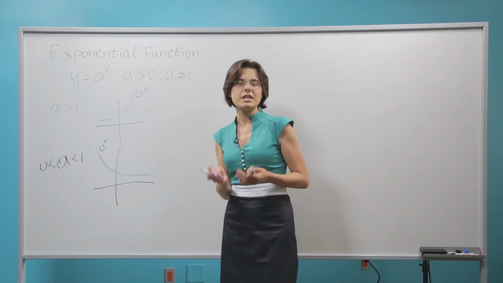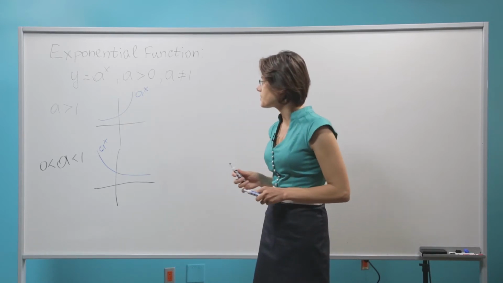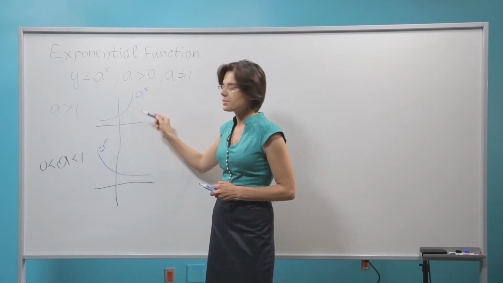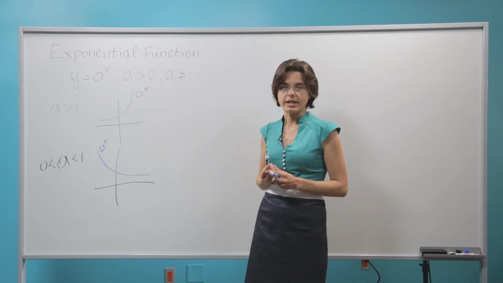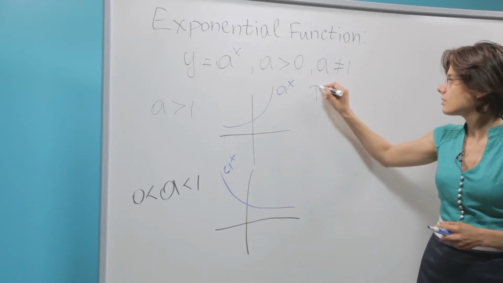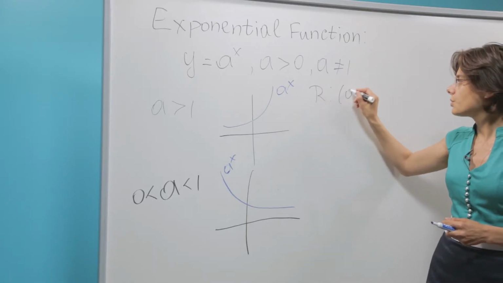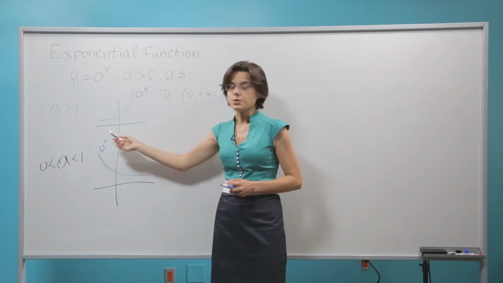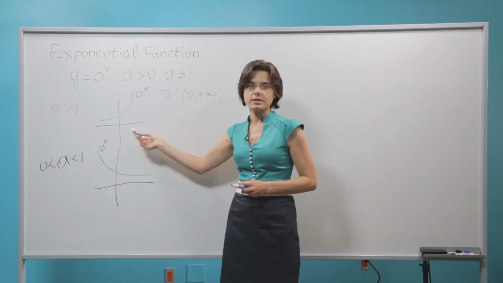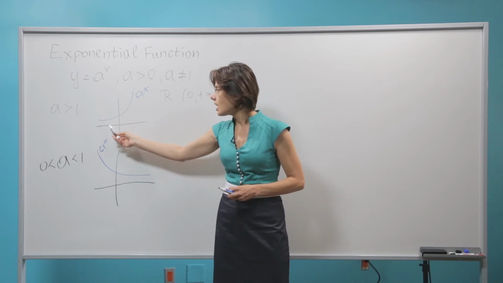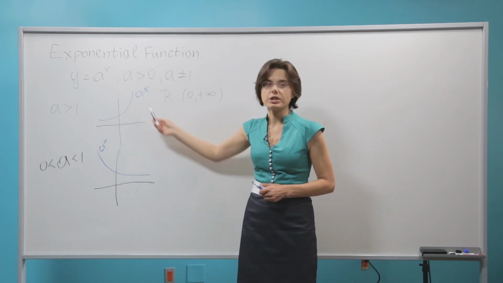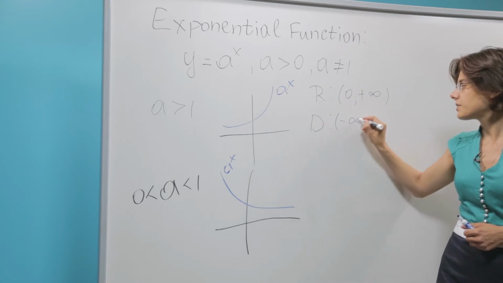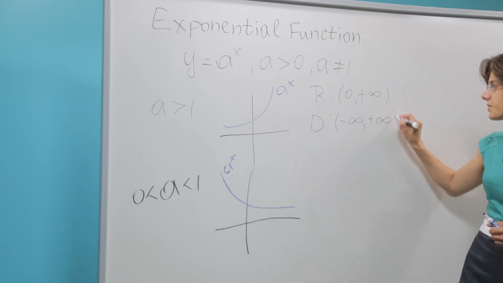Exponential functions are very nice functions. The range of this function, as you see, will be from 0 to positive infinity. An exponential function will never intersect the x-axis. So the range is from 0 to positive infinity. And the domain, as you see, will be the whole real line. Whenever I pick a point x, I will always meet the function a to the power of x. So the domain is from negative infinity to positive infinity.